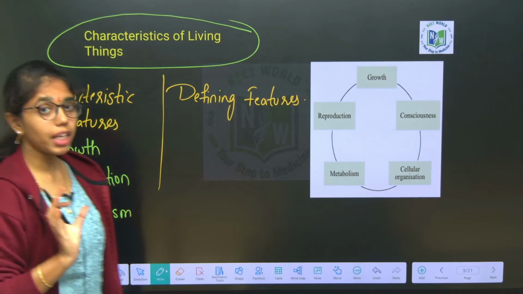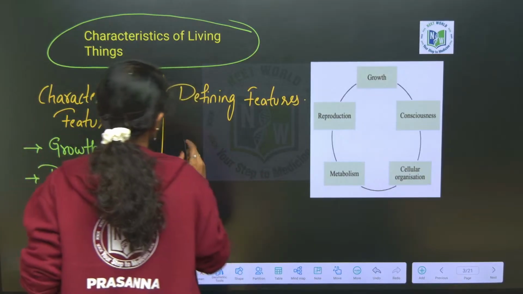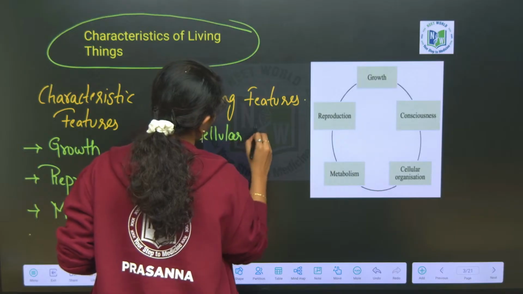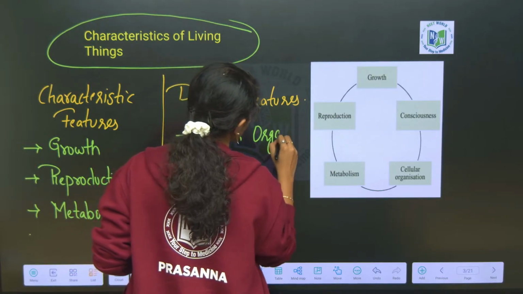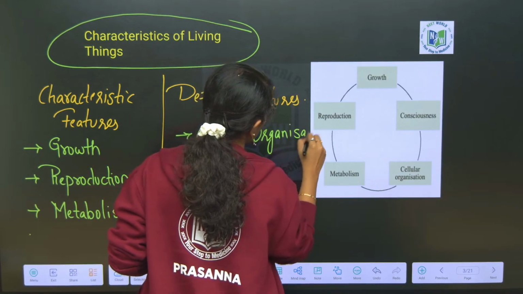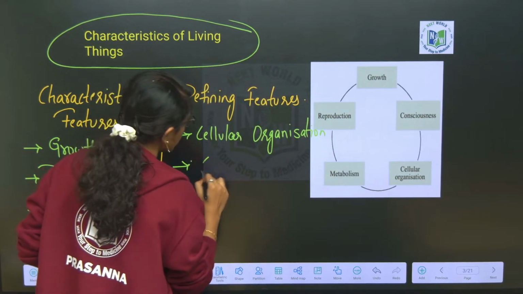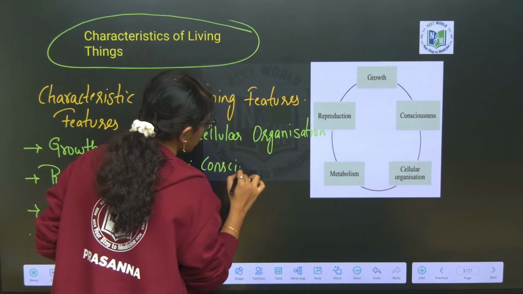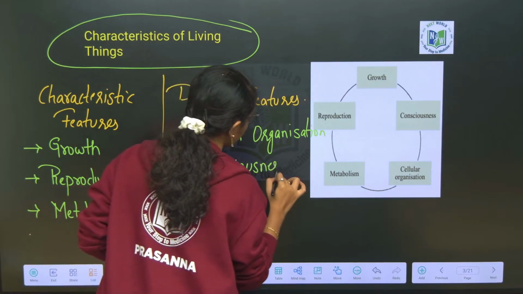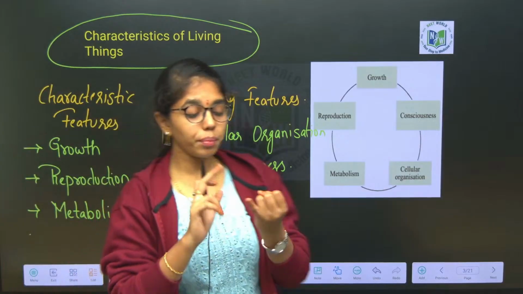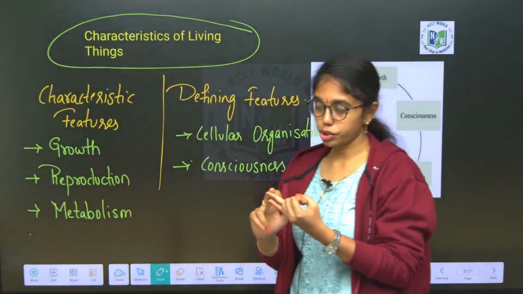What are the defining features of living? We have 2 defining features of living. First is cellular organization, then it will be consciousness. These 2 are the defining features. So we may expect questions from characteristic features and defining features of the living.